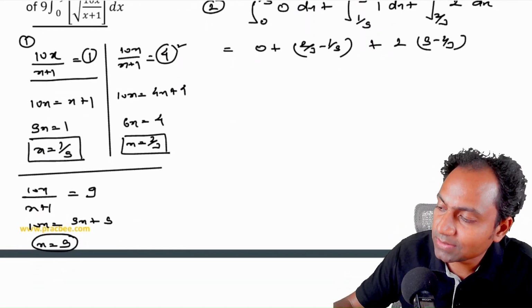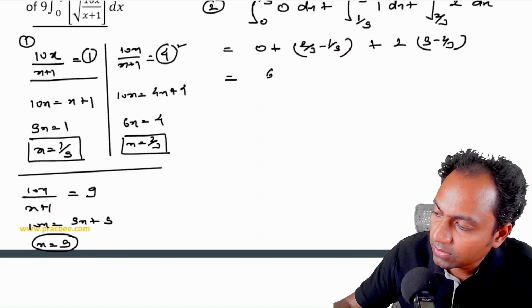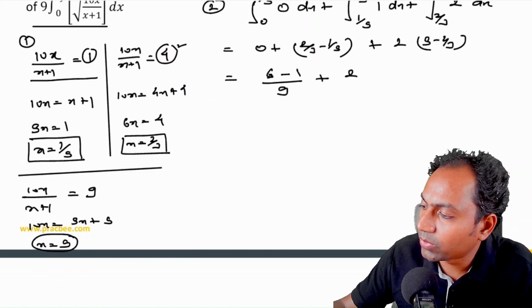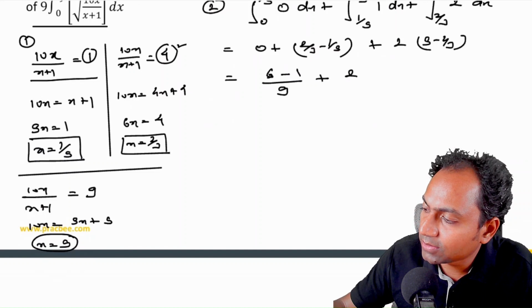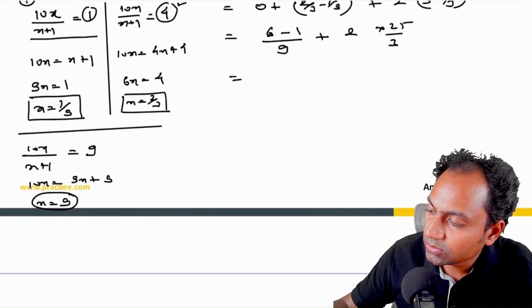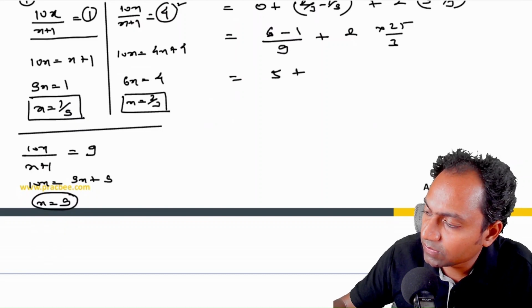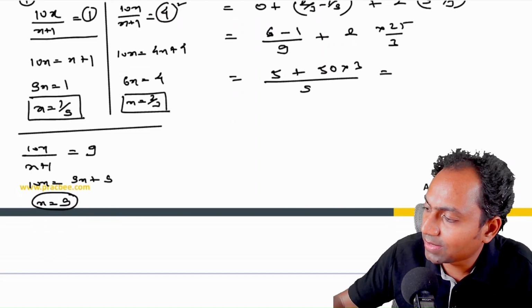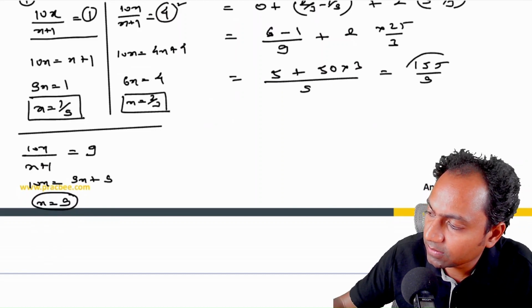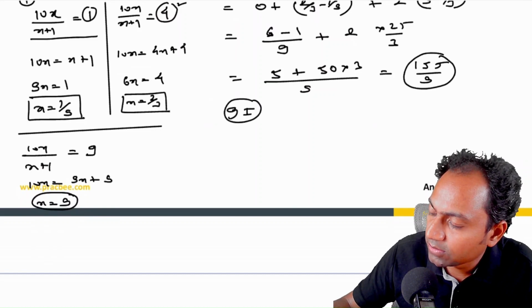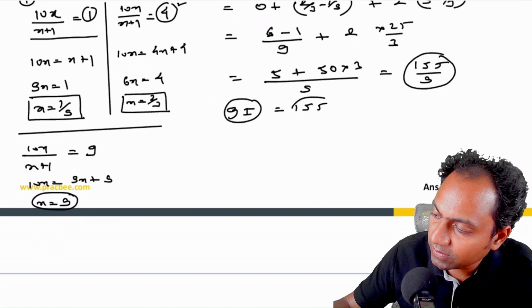So if I simplify this, this becomes nothing but 6 minus 1 by 9 plus 2 into, this is nothing but 27 minus 2, which is 25 by 3. So if I write this, this will be 5, this will be 50 into 3 by 9. So what we are getting is nothing but 155 by 9. The question is asking what is the value of 9 times I. So 9 times I will become nothing but 155.